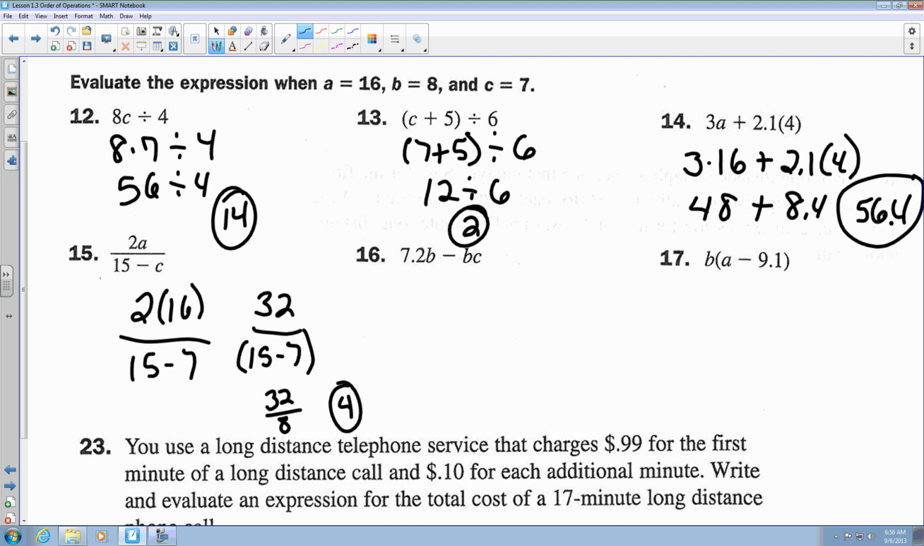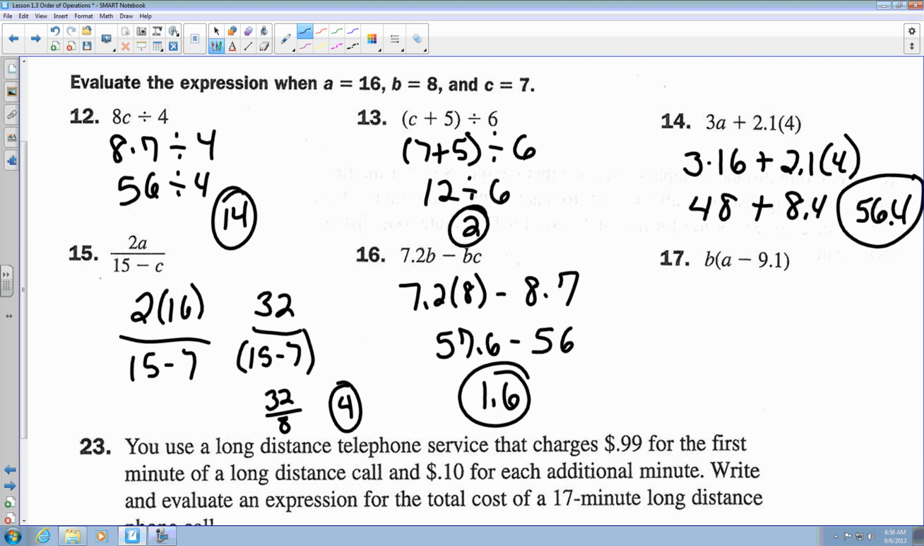For 16, I got 7.2. B gets replaced with 8 minus 8 times 7. 7.2 times 8 gives me 57.6 minus 56. Order of operation. Subtracting those two together, I get 1.6.